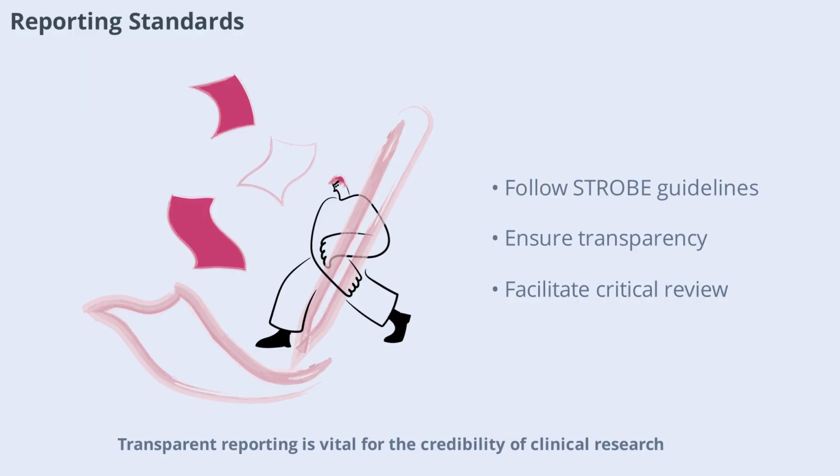Transparent reporting is vital for the credibility of clinical research. Guidelines such as STROBE, strengthening the reporting of observational studies in epidemiology, provide checklists to ensure that cohort and case control studies are reported clearly and completely. Adhering to these standards helps readers assess the validity and applicability of study findings.